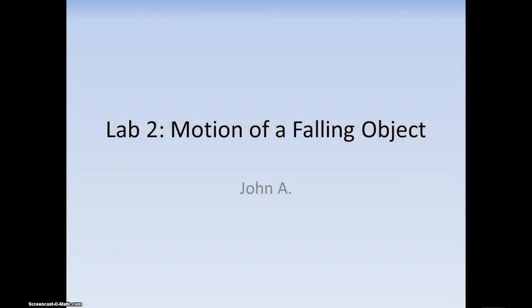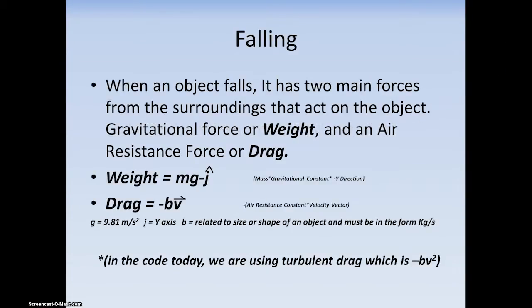Lab 2, motion of a falling object. Let's get started. When an object falls, it has two main forces acting on it. One is weight, which is mass times the gravitational constant, 9.81 meters per second squared, multiplied by negative j hat. And j is just the y-axis.